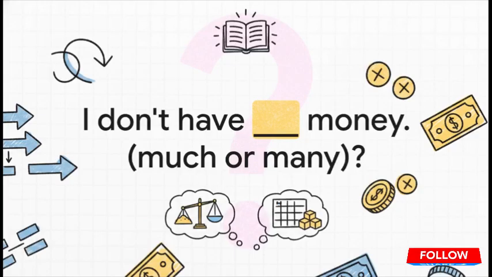To wrap up this explainer, I'm going to leave you with one final test. Look at this sentence. I don't have blank money. You've got two choices here, much or many. Based on the countability of the word money and the glaring fact that this is a negative sentence, which word perfectly fills in the blank? Apply the framework we just built and you'll know exactly which one to choose.